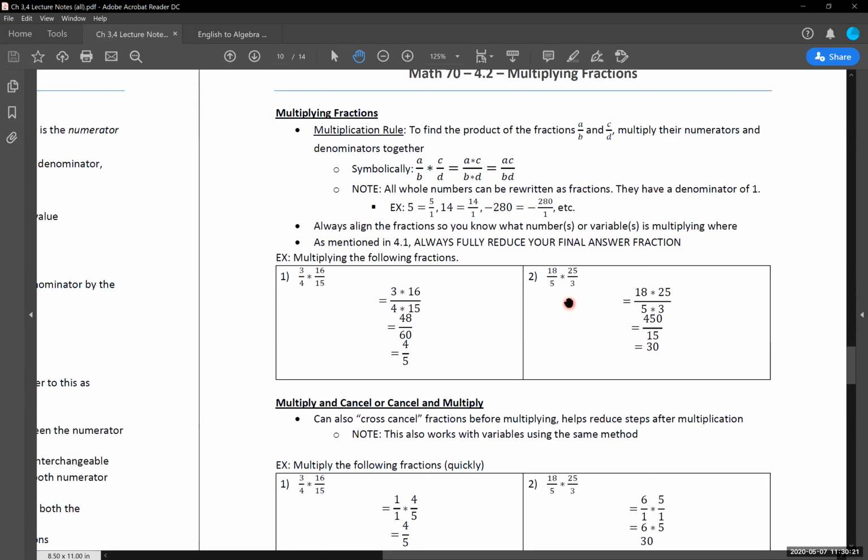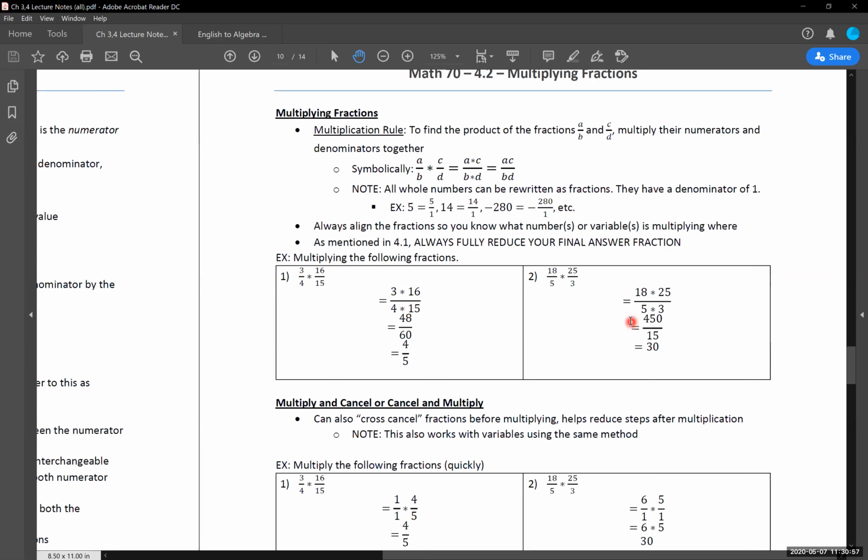Looking at our second example, we have 18/5 times 25/3. And again, we're following the exact same process. I have 2 fractions multiplying. Let's put it together as a single fraction. Numerators multiplying together, denominators multiplying together, and then apply your calculator and actually multiply them together. Because for me, I don't know what 18 times 25 is off the top of my head, and I don't expect you guys to know that either. If you do know that, great, but you can apply the calculator to multiply those if need be.